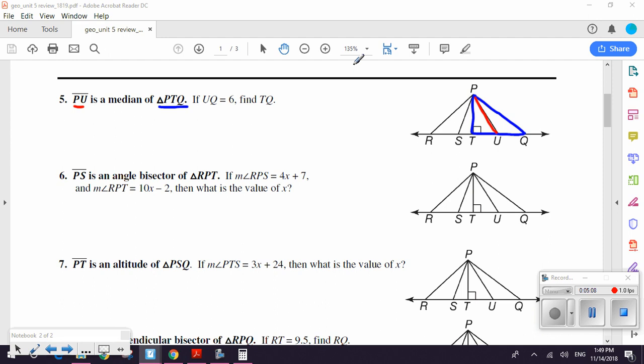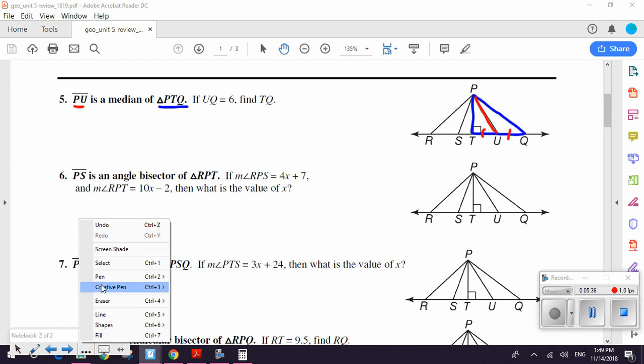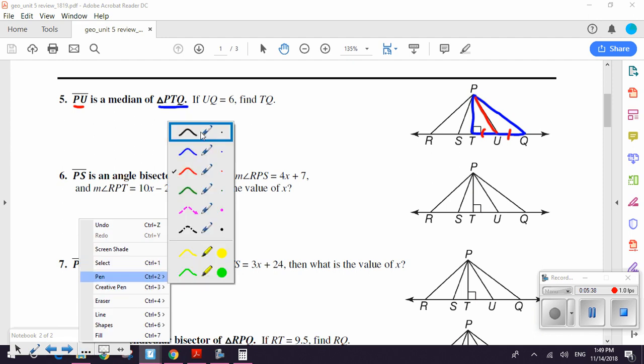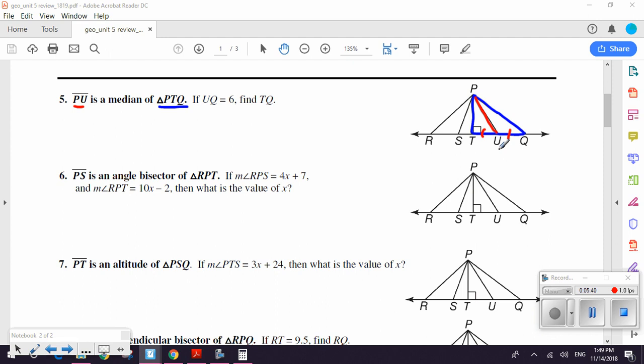So when I focus there, this is the median. So again, what do we know about a median? We need a vertex. So our vertex is P. We need a midpoint. So that means U is the midpoint of TQ. So that means on both sides of U, I expect to see a tally. So label your diagram according to the information that's given. The next thing they tell us is that from U to Q, so this distance here is 6.